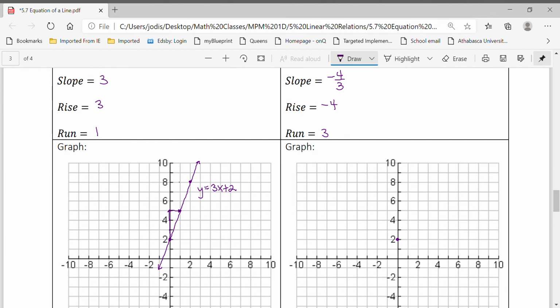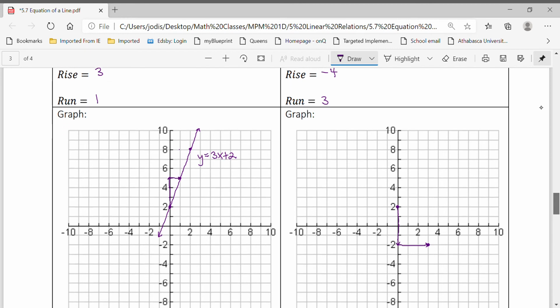So our rise is negative 4, which means from our y-intercept, we're going to go down 4 spots. So 1, 2, 3, 4. And then our run is always to the right. So our run, we're going 1, 2, 3 spots over. And that's where we're going to draw our dot.